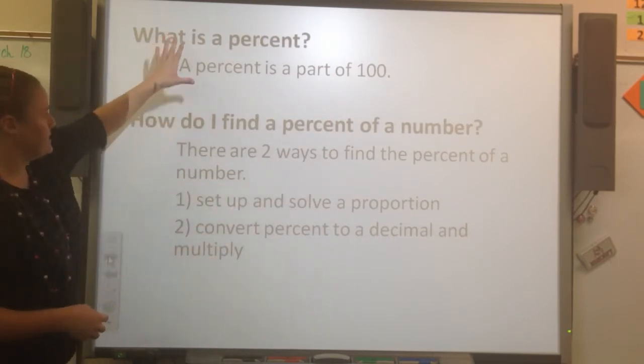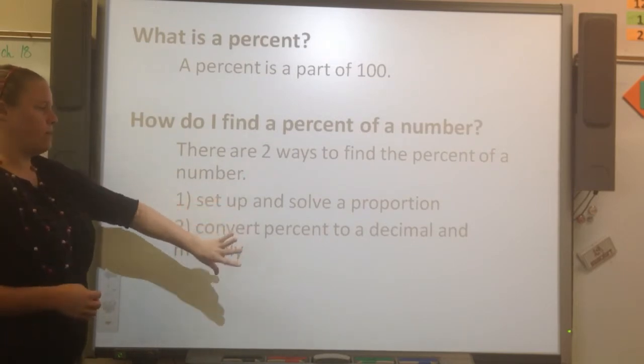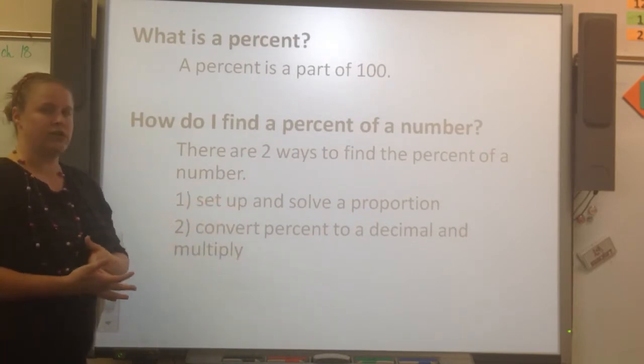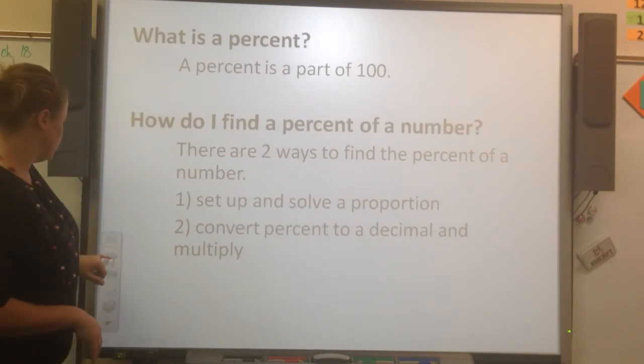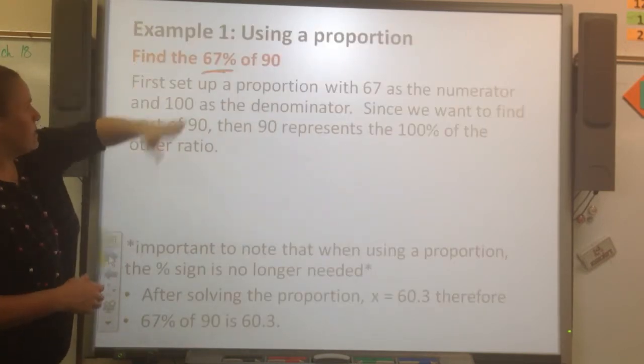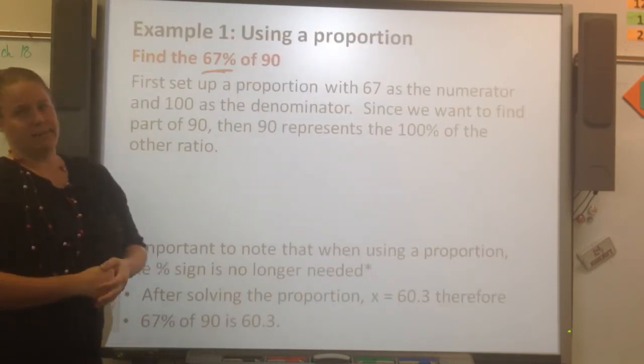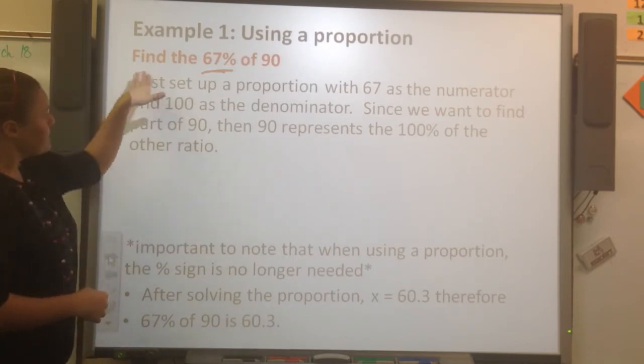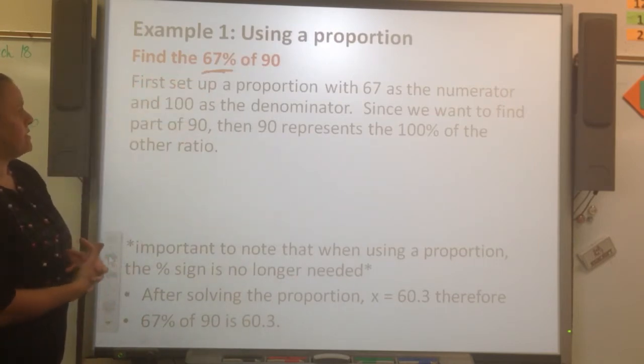I do want you to record this definition and what the 2 ways are. And as we go through, you're taking notes and doing the examples. So first example is using a proportion. So label that example 1, using a proportion. It says find 67% of 90.